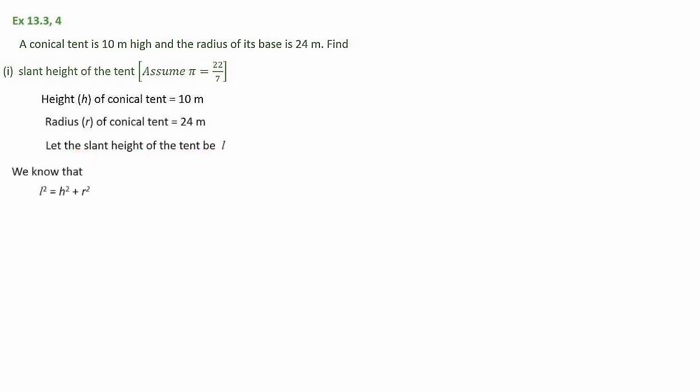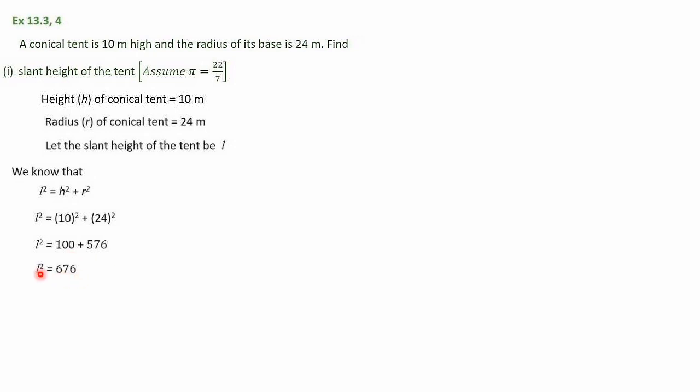By using the L-H-R relation, we can say L square is equal to H square plus R square. Here H and R are with us. Let's write the values: 10 square plus 24 square. That is, L square is equal to 10 square, which is 100, plus 24 square, which is 576. When we add 100 and 576, we get 676.